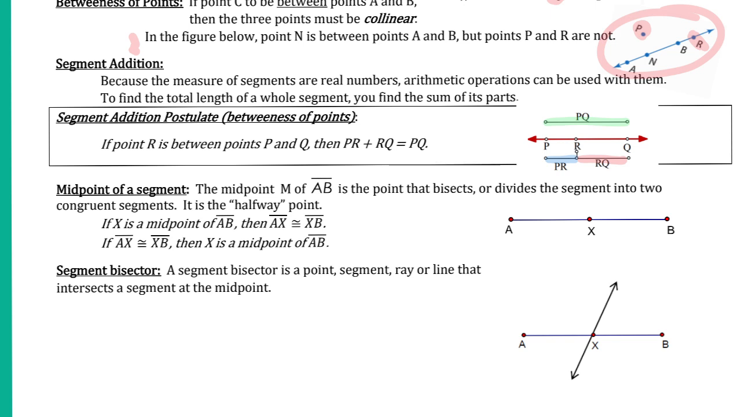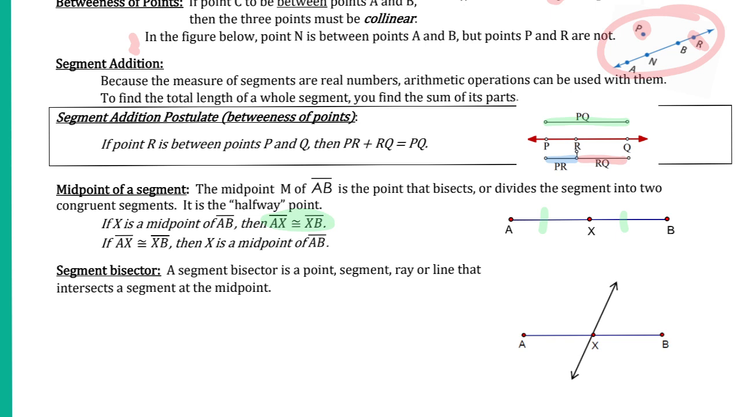Another vocabulary word is midpoint. The midpoint of a football game? That's halftime. The midpoint of a segment is halfway between two points. What's implied is that these two lengths will be congruent to each other, maybe not true in a football game because of timeouts. Those two segments, AX and XB, will be congruent. So if X is the midpoint of segment AB, then AX is congruent to XB, and therefore the length from A to X equals the length from X to B as well.